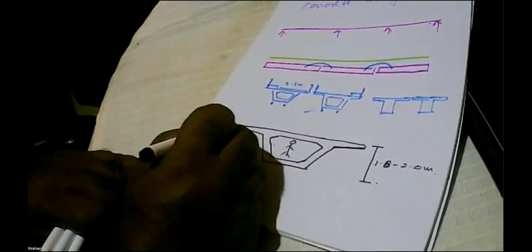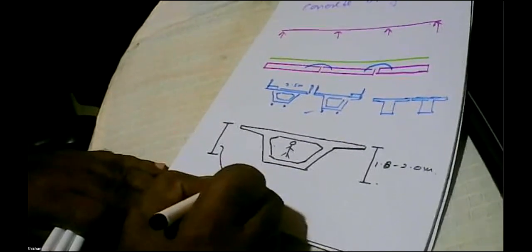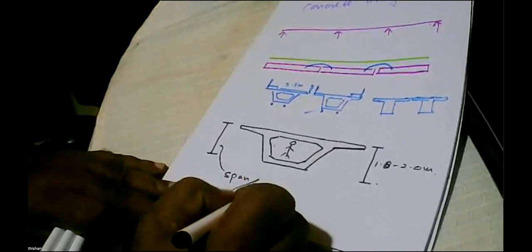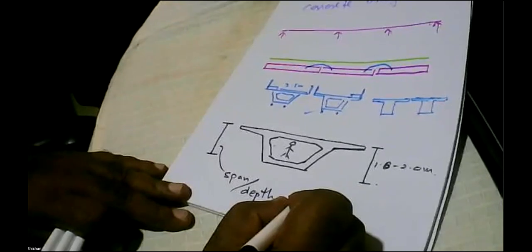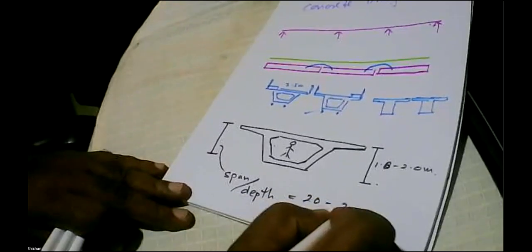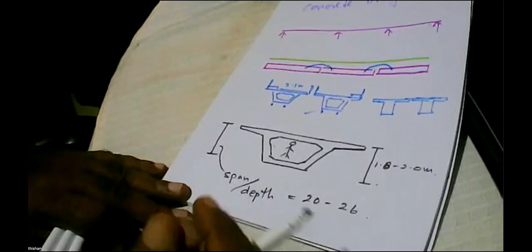Which means the span to depth ratio will be something like 22 to 26 range might be a possibility, right?